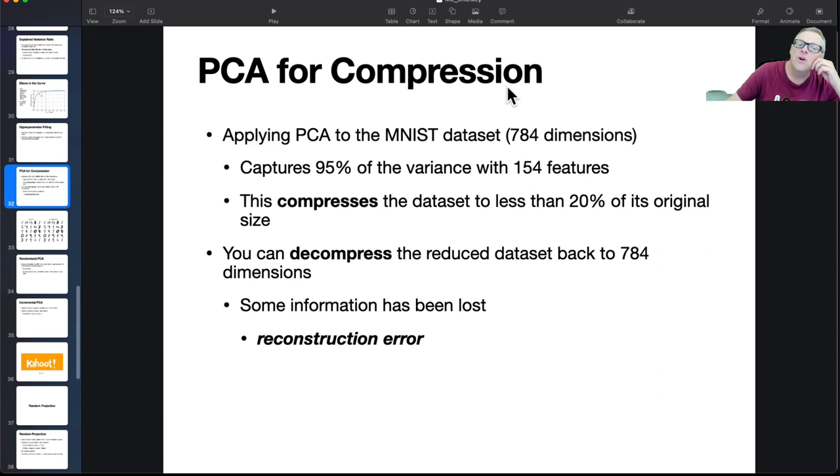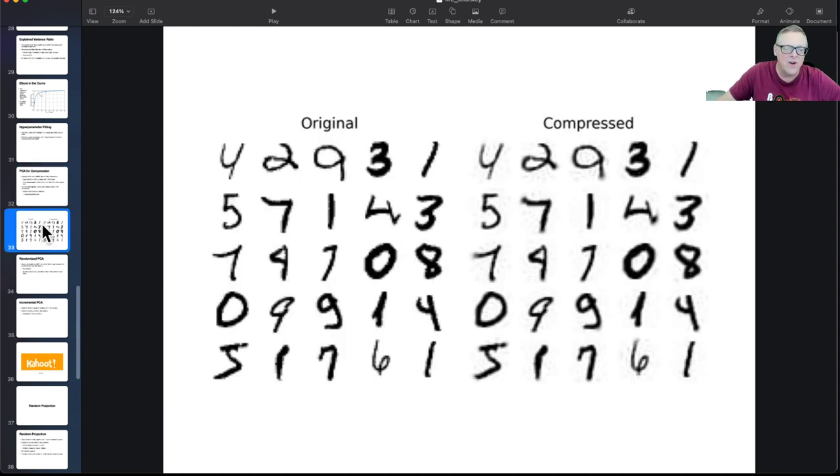You can use this for compression, if you think about it. If you apply it to the MNIST data set with 784 dimensions, and you capture 95% of the variance, it only needs 154 dimensions to do that. So that has compressed the data to less than 20% of its original size. You take 784 down to 150. You can then decompress this back to 784 dimensions to see the picture, and you can see the reconstruction error. So here's the original data, and here's what happened with this compression scheme that only preserved 95% of the data. And as you can see, it's blurred out this 9 a little bit and added a little background noise, but you can judge the quality. So you can regard principal component analysis as a compression scheme.